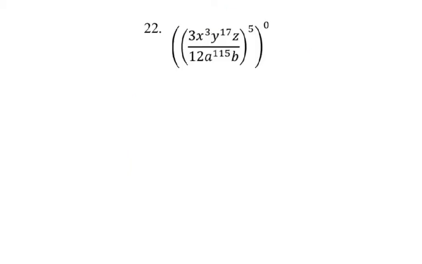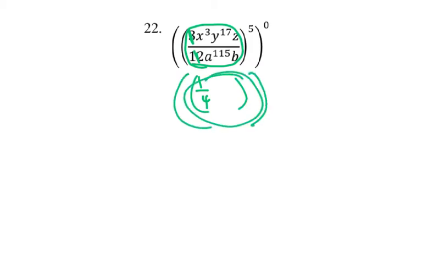Number 22. If you look inside your parentheses, you've got a lot of things going on. I can't do anything with any of the variables. I could simplify the 3/12 to 1/4, but in the end, it's not going to matter anyway, because all of that is to the 0 power, and so that's going to be 1.